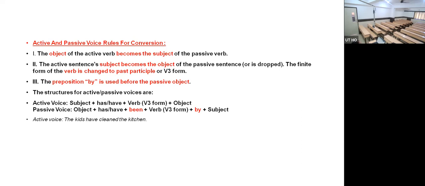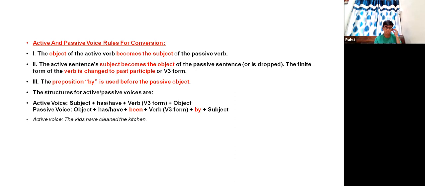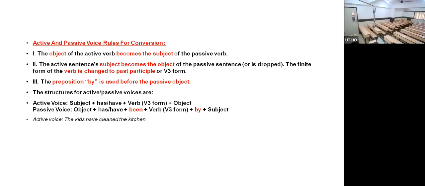Say, the kids have cleaned the kitchen. That's the active voice. How would you change it into the passive voice? Rahul? How do you change this sentence into the passive voice? The kids have cleaned the kitchen. The kitchen has been cleaned by the kids. Has or have been cleaned by the kids, right? So we have has or have been and by coming in.